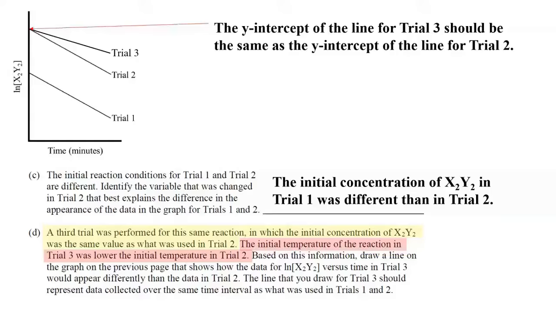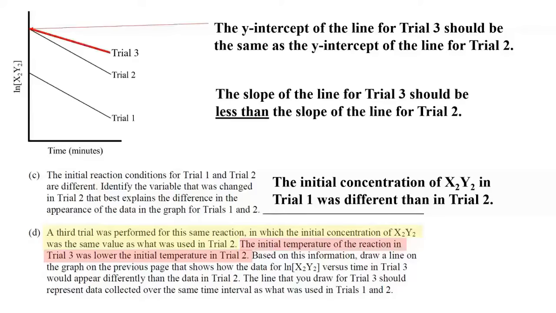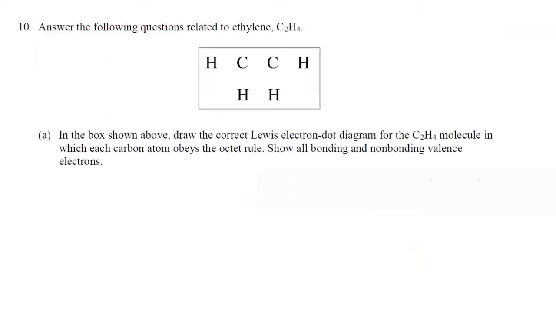So there are two features of this line that you would be drawing for trial 3. There's two features I'm looking for. The first feature is that the y-intercept of the line for trial 3 should be the same as the y-intercept of the line for trial 2. The next feature is the slope. The slope of the line for trial 3 should be less than the slope of the line for trial 2, because a smaller slope indicates a smaller value for the rate constant K, and this was carried out at a lower temperature, so that is going to be a lower value for the rate constant.